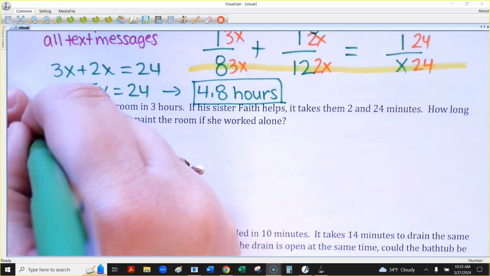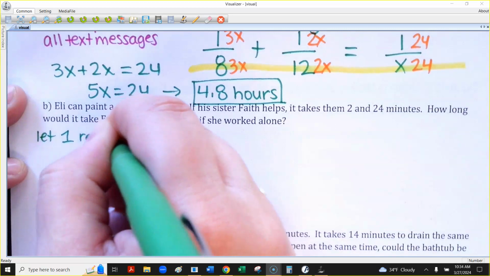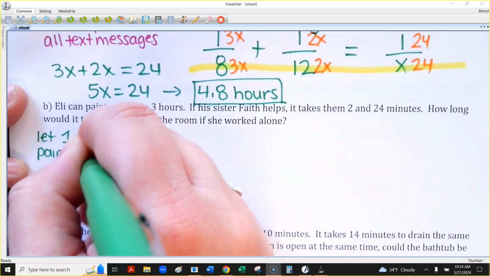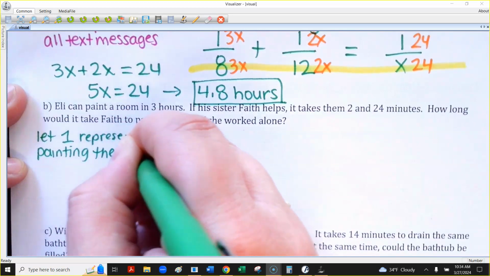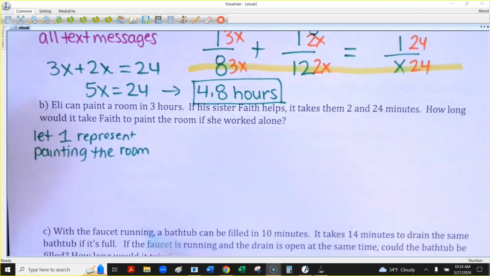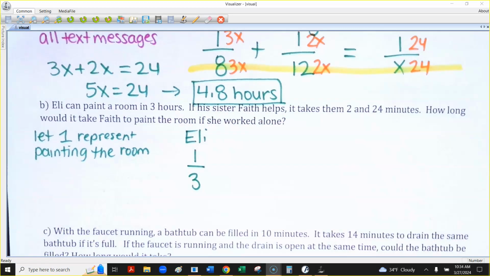So I'm going to let 1 represent just painting the room. You could literally use anything that you want. You could use a letter. You could use a number. I just use 1 because it's the smallest thing I can think of that would be easy. So for Eli, he paints the 1 room in 3 hours. That would be his rate.